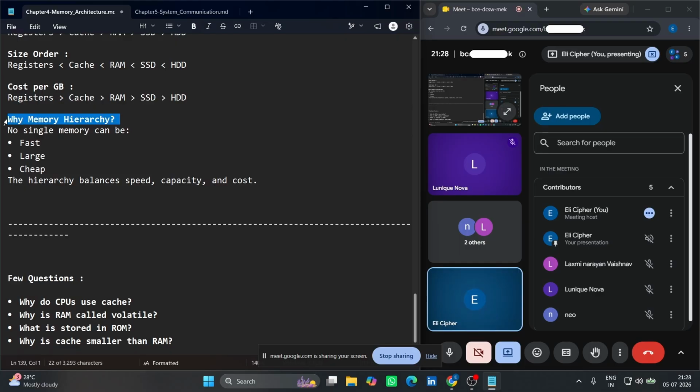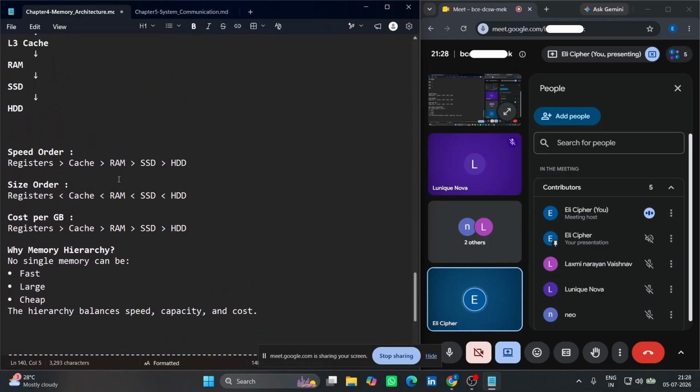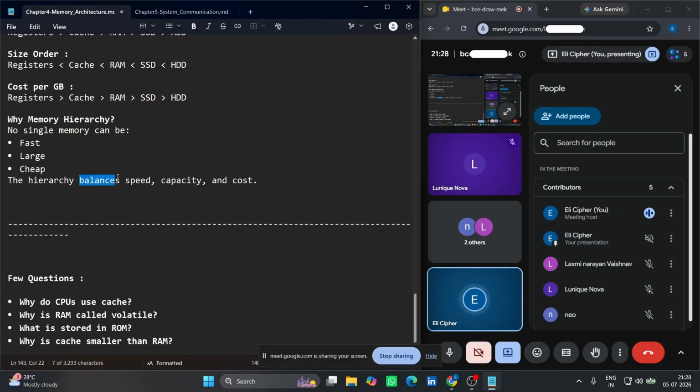Why memory hierarchy? It is simple: why we use a hierarchy. It is just to balance or compare all the drives on the basis of speed, capacity, and cost.